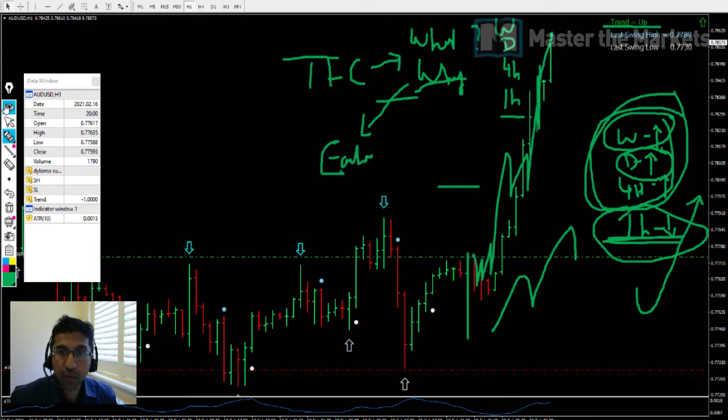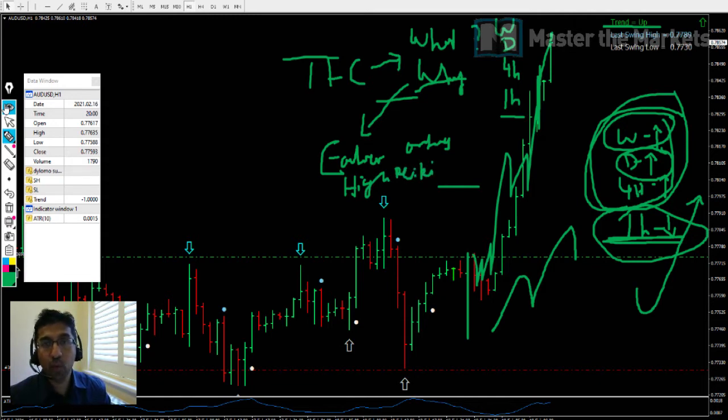Okay, so time frame correlation helps you with earlier entries so that we can then design high reward to risk ratio strategies. That's the why we use the time frame correlation. Now, finally, how do you use it?